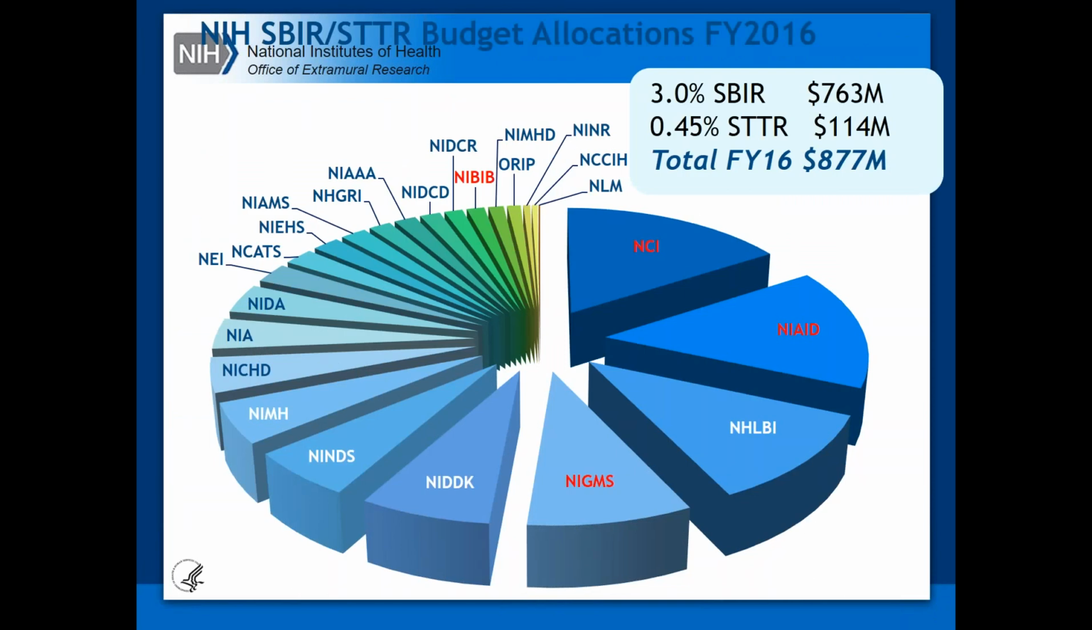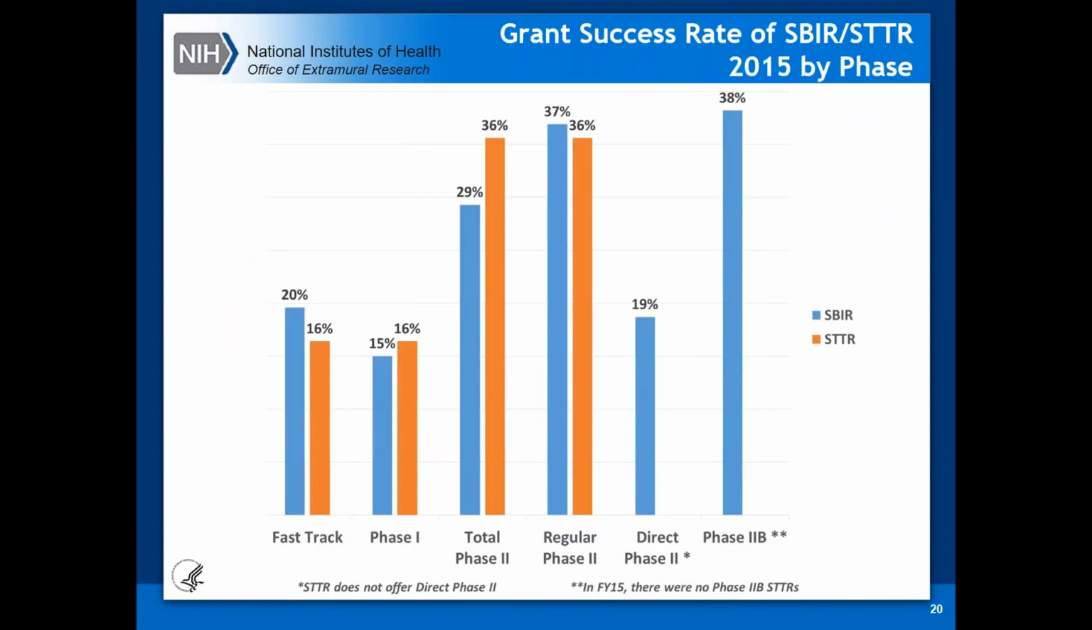So the budget allocations, with respect to the SBIR and STTR, as we talked about in an earlier slide, it's 700 for fiscal year 2016. It was $763 million for the SBIR program, which was 3% of the budget, and $114 million, at 0.45%, for the STTR budget, with a total of $877 million. As you can see, NCI, NIAID, NHLBI, and NIGMS tend to have the largest shares of those allocations for the SBIR budgets. Next page.